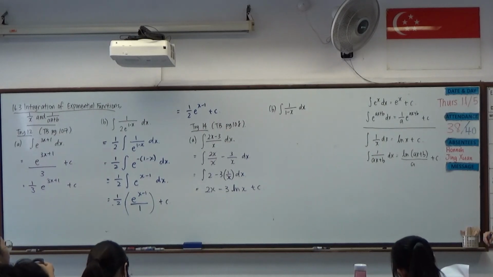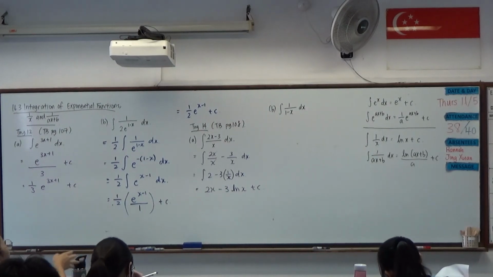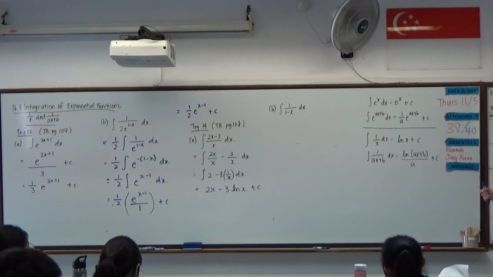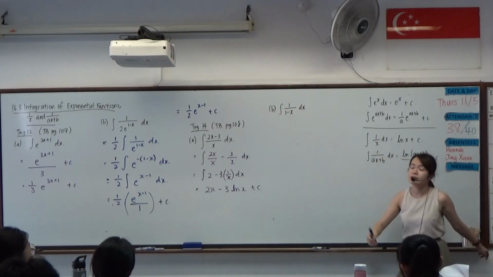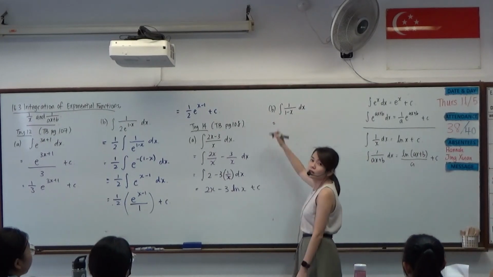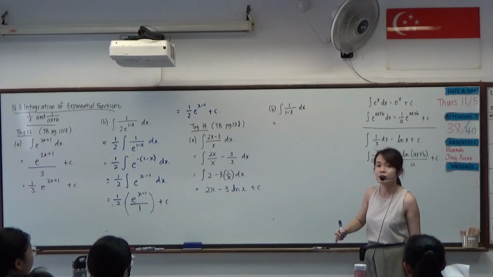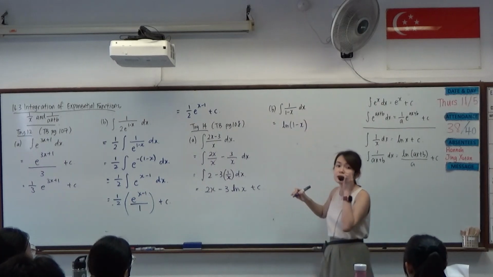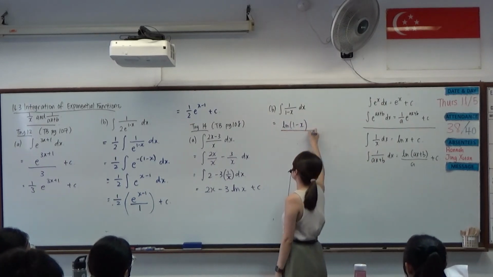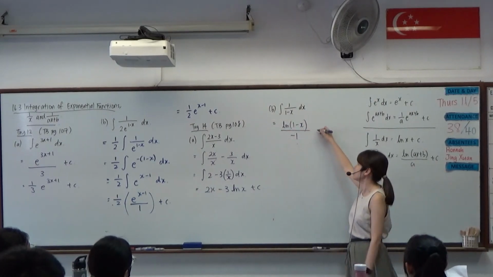For part B, integrating 1 over 1 minus x is slightly more straightforward. Let me get someone to tell me what this integration would be. Cheyenne, what do you think? In this case, ln 1 minus x, over negative 1, plus c. Great.